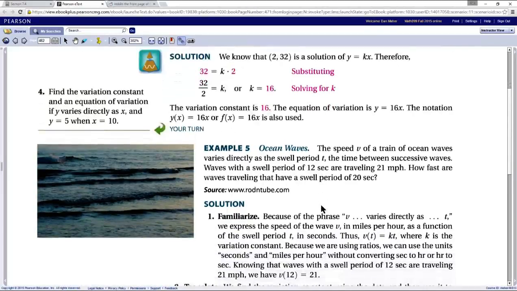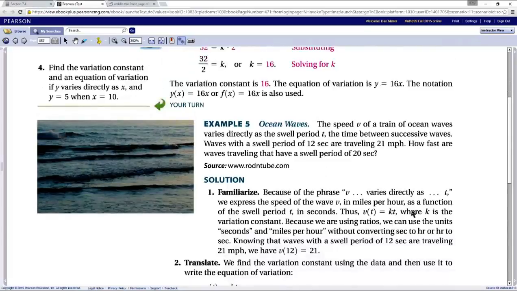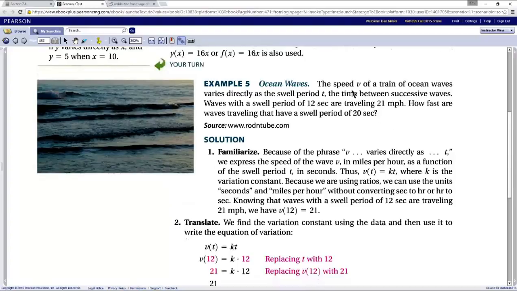Now example 5 is about ocean waves. I like this part here because they're not really giving you a formula, they're not giving you the algebraic terms for it, they're just saying here's the deal. Well, then you have to basically create this environment in algebra. You're interpreting this English language into algebra. And that's what it says here, familiarize.